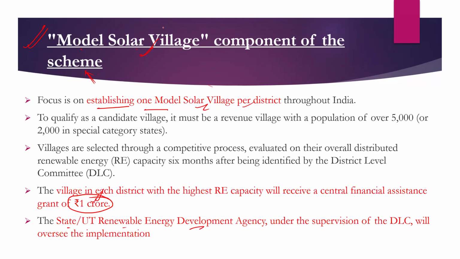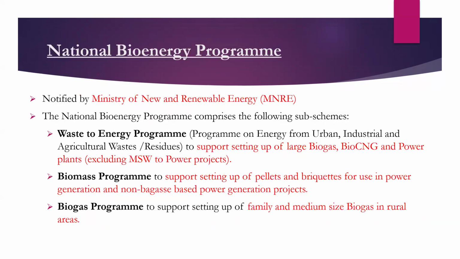The next one is the National Bioenergy Program, notified by the Ministry of New and Renewable Energy. Three major parameters are given here, three important sub-schemes under bioenergy. One is the waste to energy program. Here, the focus is on setting up large biogas plants. Second one is the biomass program, with focus on setting up pellets. The third one is setting up medium-sized biogas plants in rural areas. So the National Bioenergy Program has three major sub-schemes.